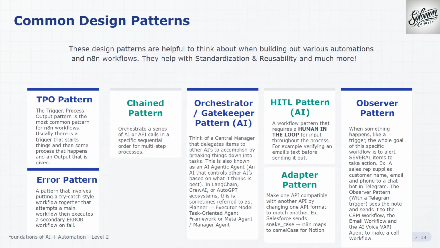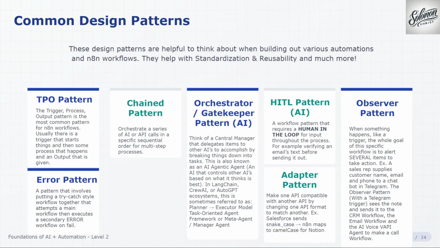The adapter pattern is where we make one API compatible with another API by changing one API format to match another. So for example, Salesforce may send snake case information, whereas n8n would map it to camel case for Notion.